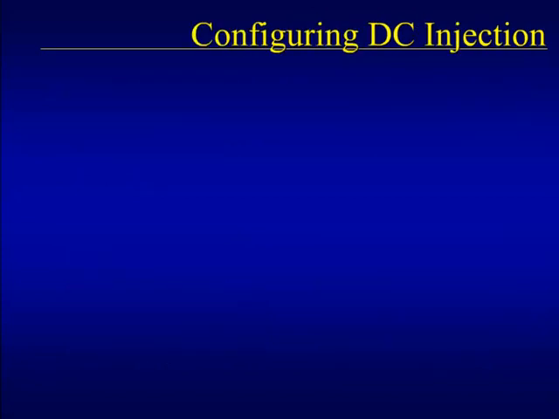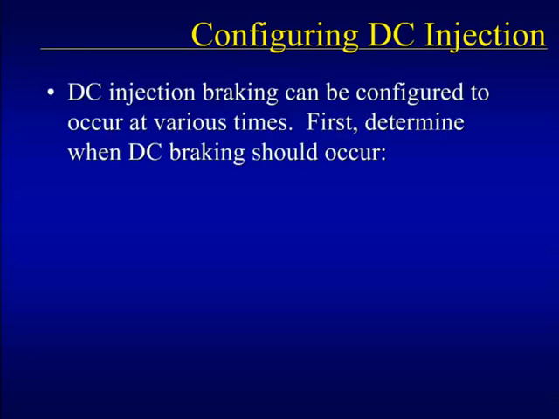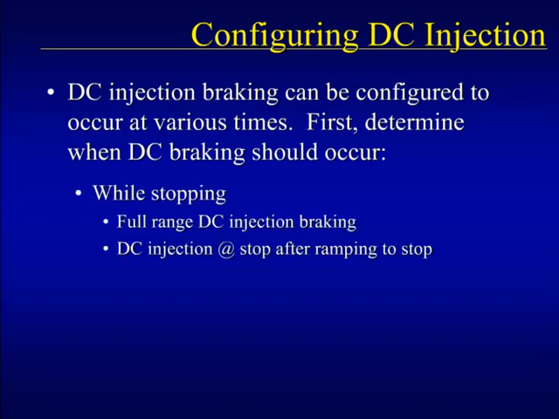DC injection can be used at times other than just deceleration to a stop. The first step in setting up DC injection braking is to determine when you would like the DC braking to occur. The first condition is while the motor is decelerating to a stop. While the motor is stopping, DC injection can either occur throughout the full range of deceleration or only after the motor has ramped down to a certain frequency. This will aid in providing additional holding torque at low speeds.